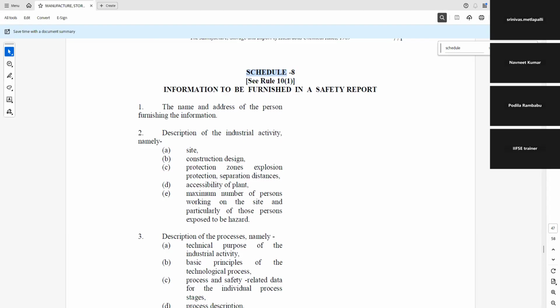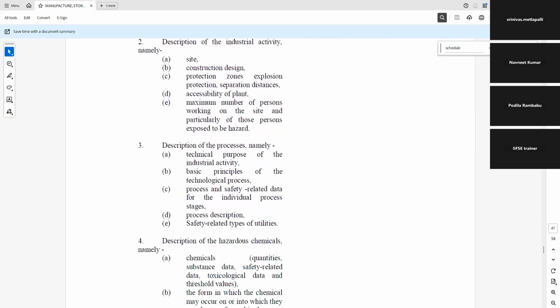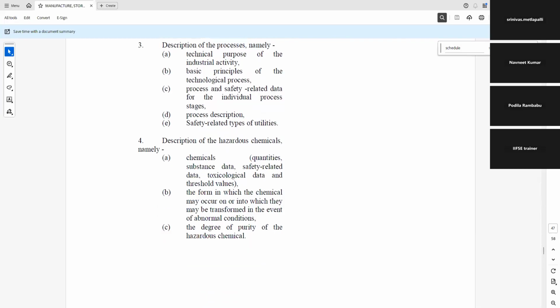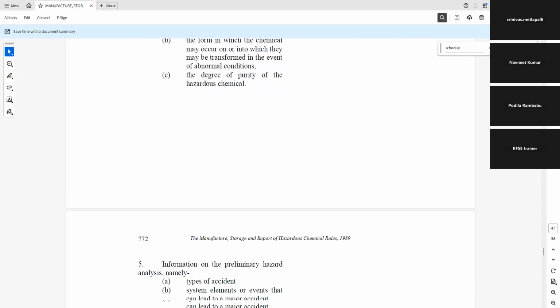This is the set of information. You will have the name and address of the person furnishing the information, which is nothing but the occupier. The description of industrial activity: we talk about site, construction and design, production measures which we have, and the processes available in the facility. There you talk about technology, the basic principles, process description, safety related types of utilities, and description of hazardous chemicals, which means the quantities, etc.